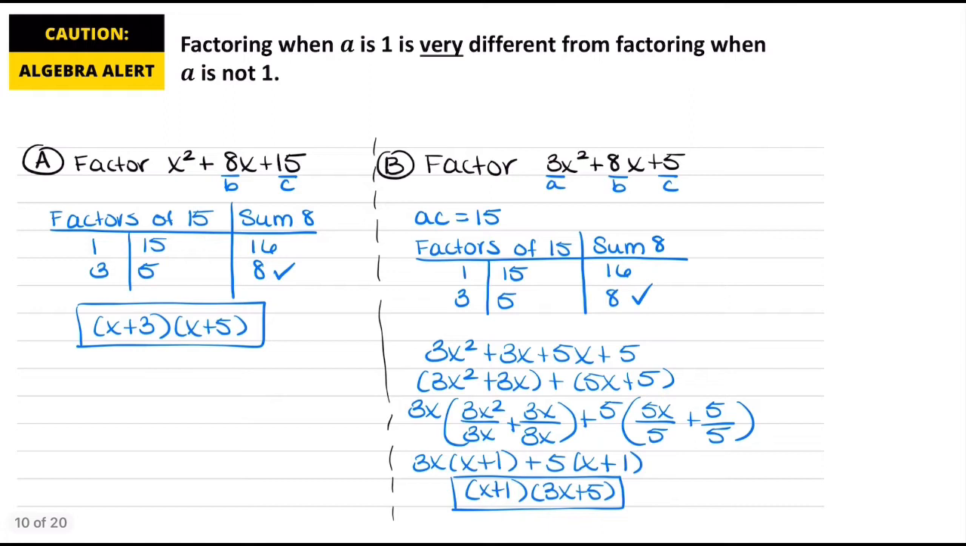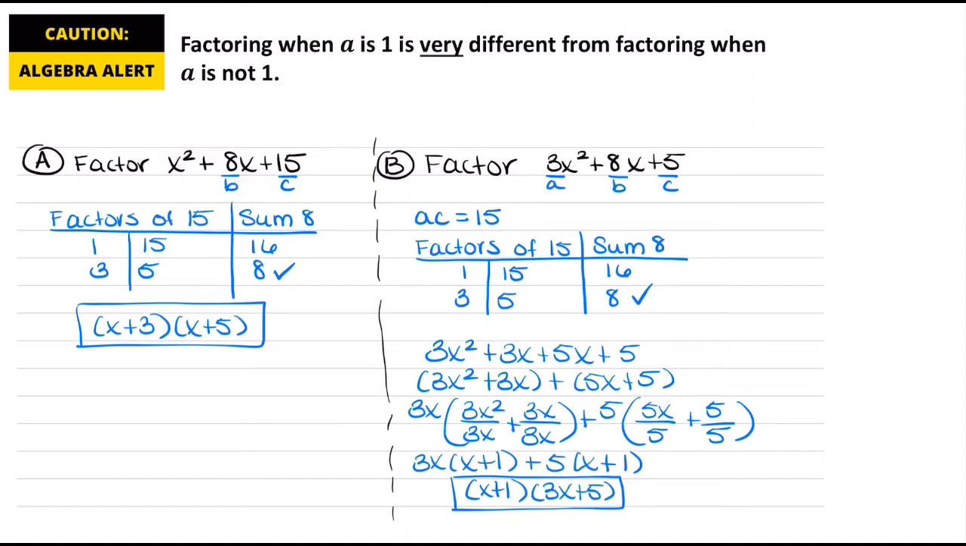So I want to point out an important distinction that sometimes can be confusing when we're working on factoring. Factoring when a is 1 is very different from factoring when a is not 1. Notice that we need a lot more steps when you're factoring when a is not 1. Because when we factor when a is 1, all we need to look at is the value of c and then figure out the factors of c that are going to add up to b.